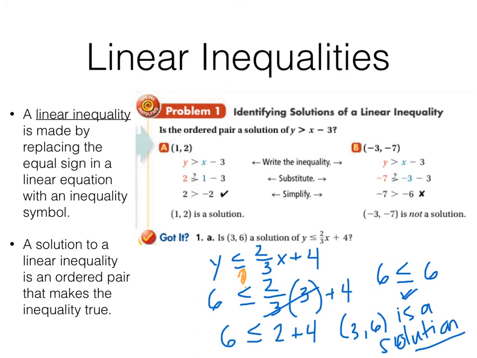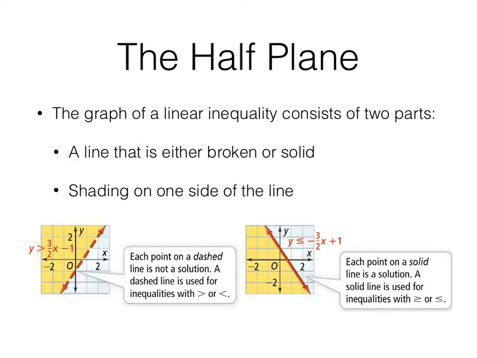But that's great to plug in, but it would be great if we could also have a visual. So let's look at how we graph these inequalities. The graph of a linear inequality consists of two parts, a line that is either broken or solid, and shading on one side of the line or the other. That graph is called a half plane. A plane, remember, is a flat surface that extends out in every direction. In geometry, you tend to draw them as parallelograms, where we're saying that this could keep going in every direction. So it's like a piece of paper, a flat surface, but it keeps going in every direction.